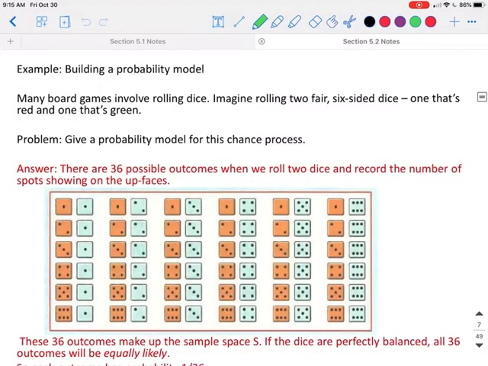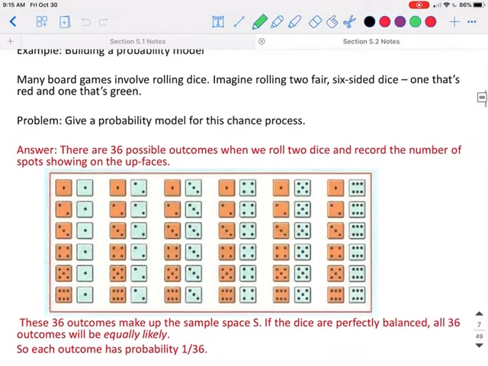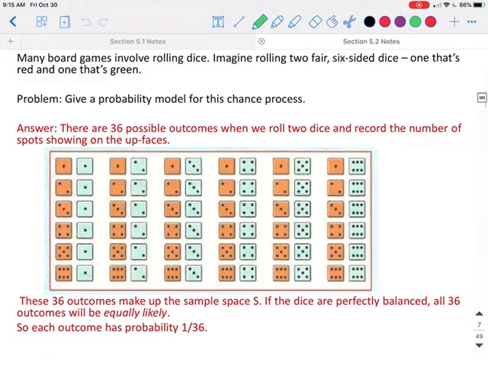And our sample space will look like this. So these 36 outcomes make up the sample space S. If the dice are perfectly balanced, all 36 outcomes are equally likely. So each outcome has a probability of 1 out of 36.